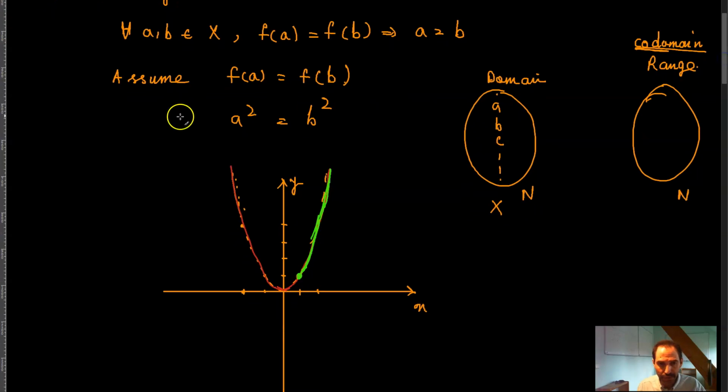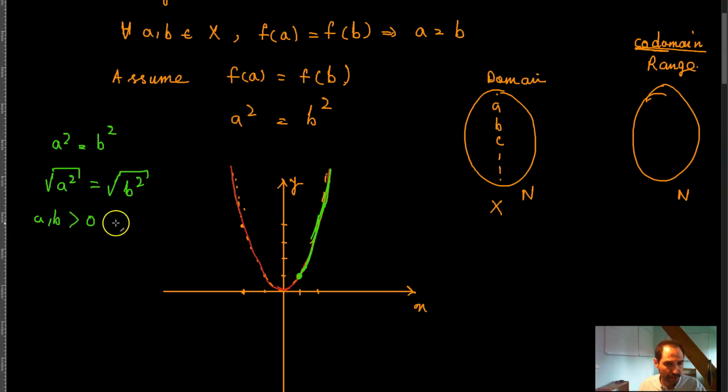Then of course you could write it as a squared is equal to b squared, and take the square root of both sides of this equation, write it as the square root of b squared, and of course the square root of a squared, if you know that your a is positive. I know that a and b are both greater than 0, because a and b both belong to the set of natural numbers, right? So since a and b are both greater than 0, then I can simply write a is equal to b.